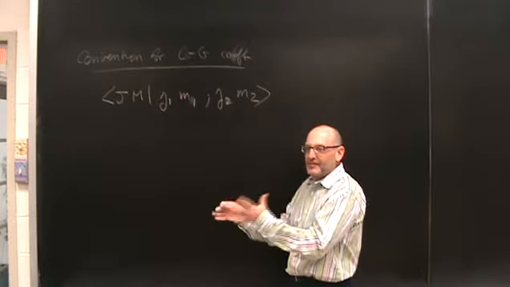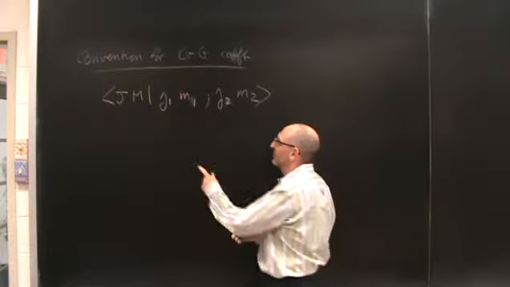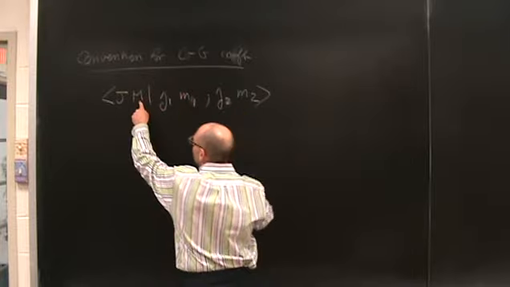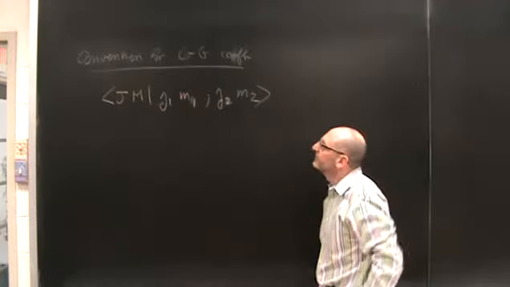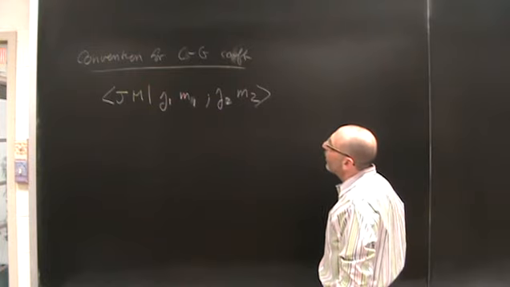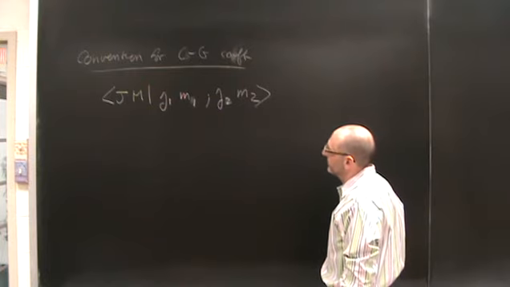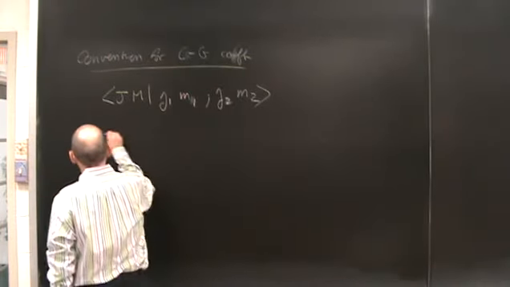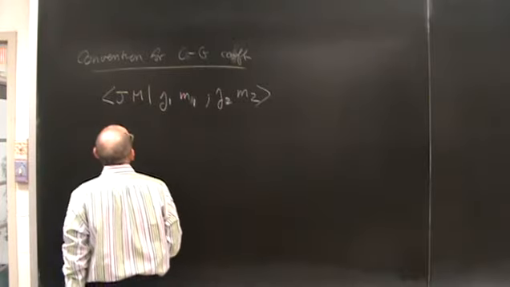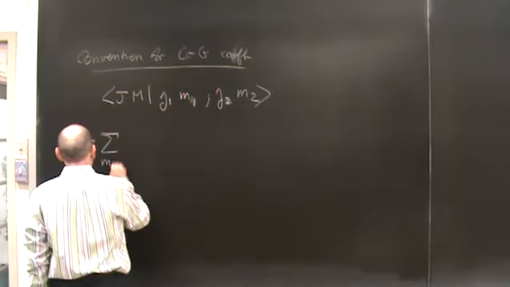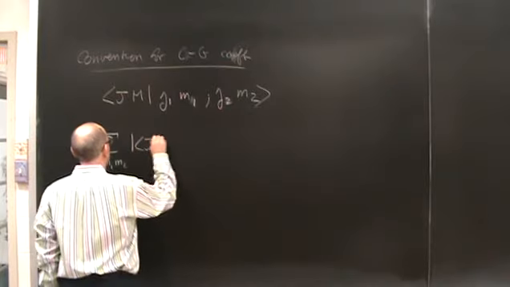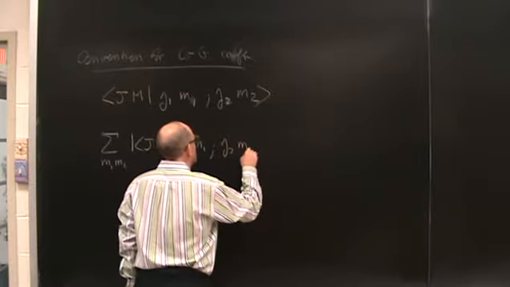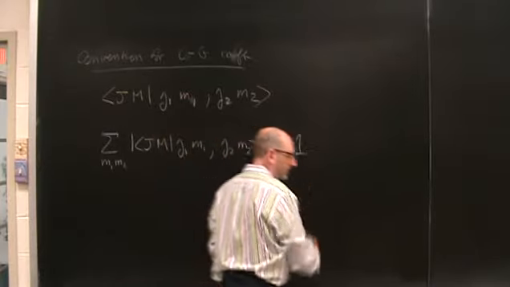These are the things you have to specify to specify the Clebsch-Gordan coefficient. You have to specify the two J's, the total J, the two M's, and the total M. That's what you have to specify. Okay? Now, what can we say about these coefficients? Well, firstly, I claim that this coefficient, if I sum it over the M1 and M2 values, sums to 1. How do you prove that?